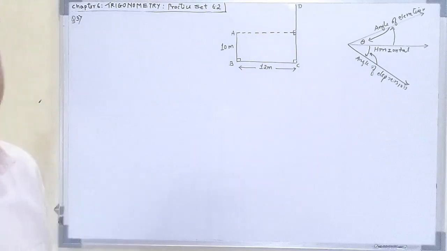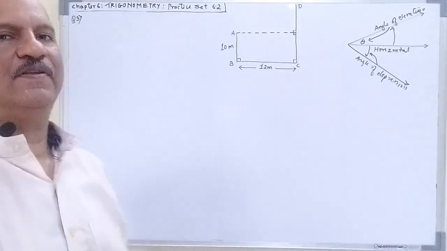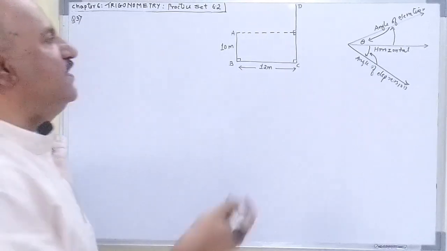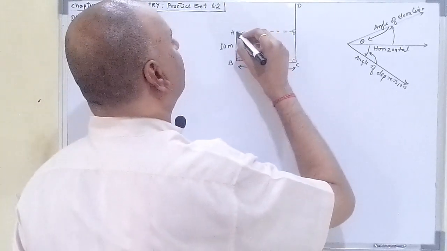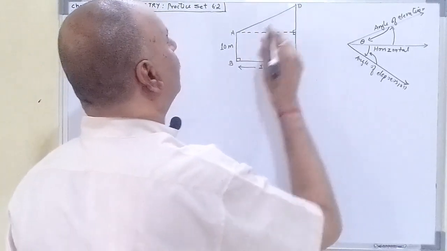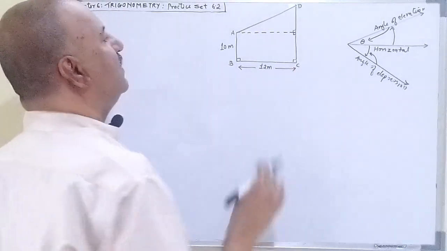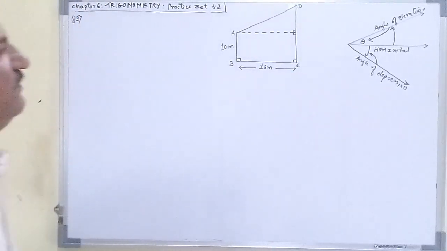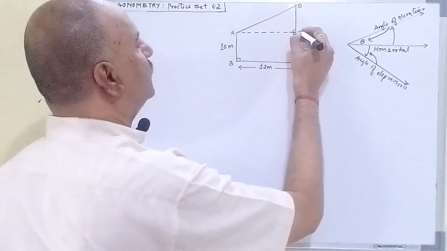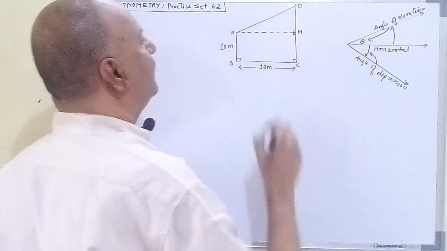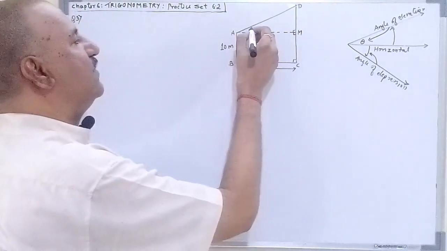रेक्टेंगल हो जाएगा. ओके, now this is the angle of elevation. यहां से कोई ऊपर का बिल्डिंग देख रहा है, the angle of elevation है. इसको हम लेते हैं AM. ये 60 डिग्री एंगल ऑफ एलिवेशन.